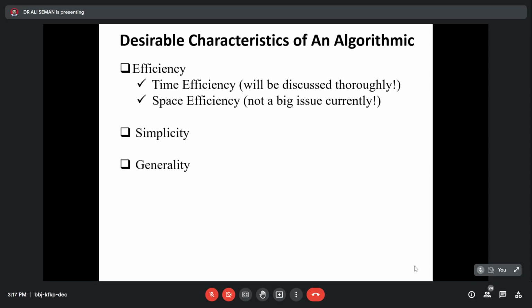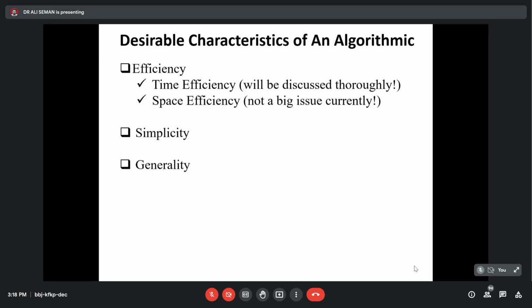And the second desirable characteristic is simplicity. What is simplicity? Basically, we need to design an algorithm with very simple steps, but that works for complex problems. That is our desirable characteristic. It looks very simple, but can work for any problem, even a complex one.